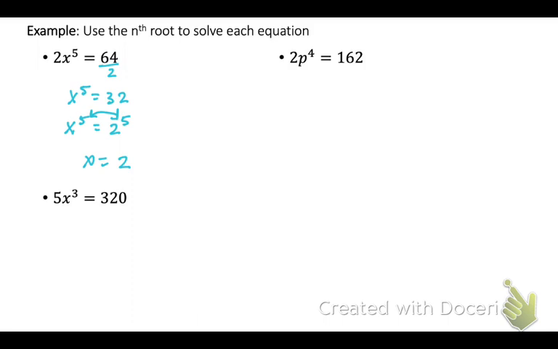Oh my goodness. Okay, 2p to the 4th equals 162. Divide by 2. So p to the 4th equals 81. So p to the 4th equals 3 to the 4th. 2 to any power is even, Emma. So p equals 3. Yes, you're right. Okay, do the next one.